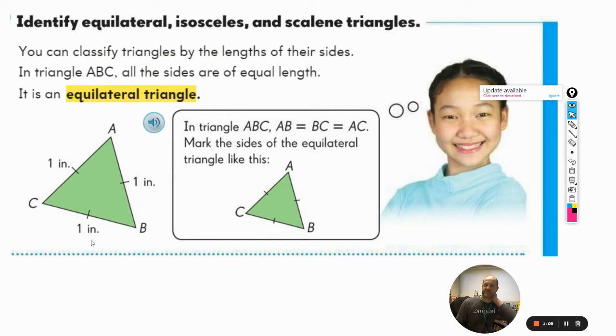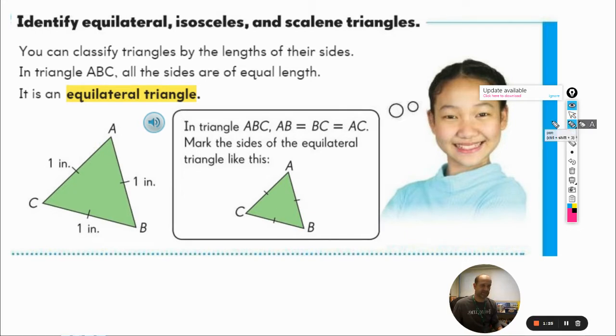You can classify triangles by the lengths of their sides. In ABC, all the sides are of equal length. It is an equilateral triangle. Equa means equal, lateral means side. Equilateral triangle, okay? So in triangle ABC, AB equals BC equals AC, all the sides are equal. And in geometry terms, a lot of times when you see these little marks, anything with the same mark has the same length. So everything with one hash mark is the same length, okay?